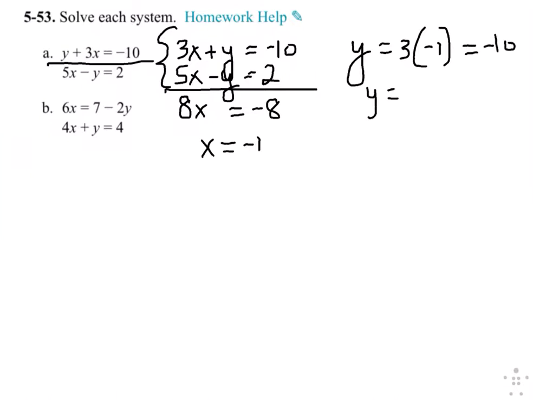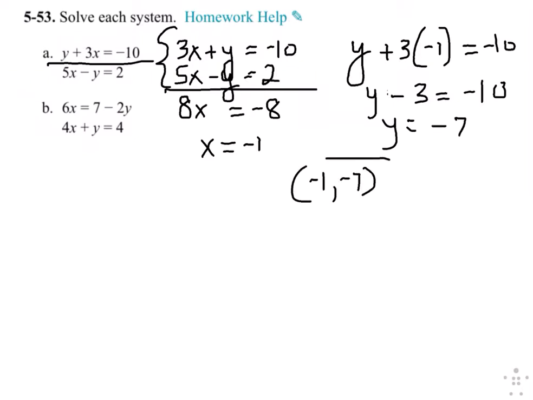And we get y plus, sorry, this is not y equals, y plus that. Okay, and here also, y plus, or y minus. See, everybody makes mistakes. Y minus 3 equals negative 10. So add 3 to both sides. Y equals negative 7. So negative 1, negative 7 for 53A.